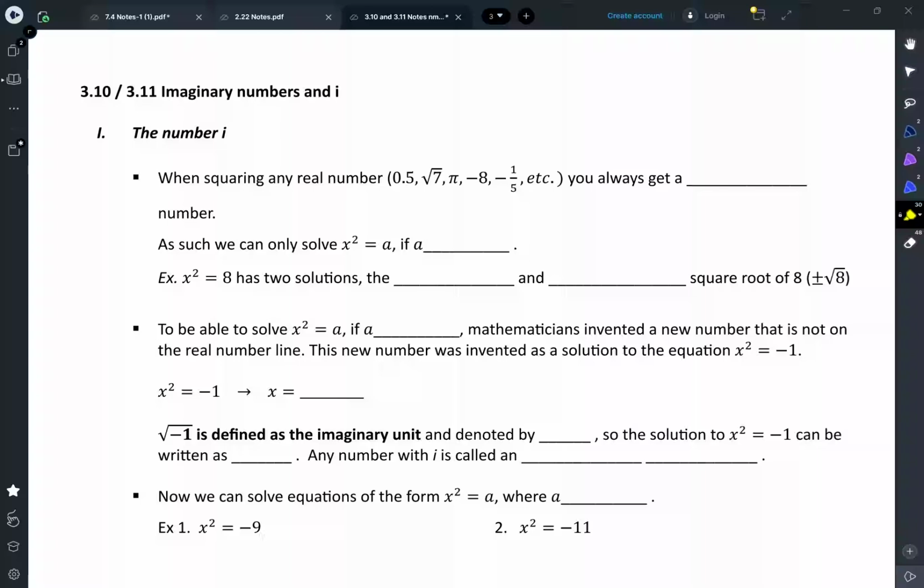Hello, class. Today is section 310 and 311 for Algebra 2. We are learning about imaginary numbers and i.